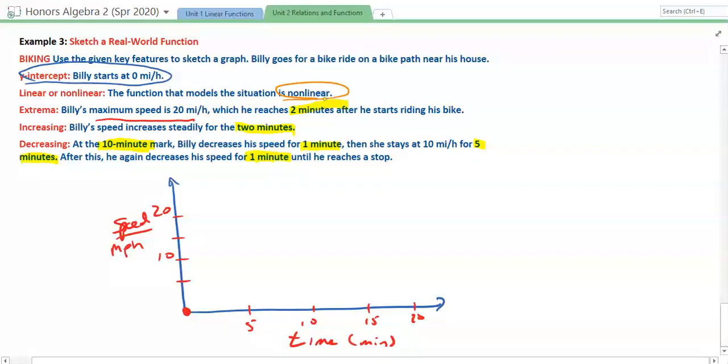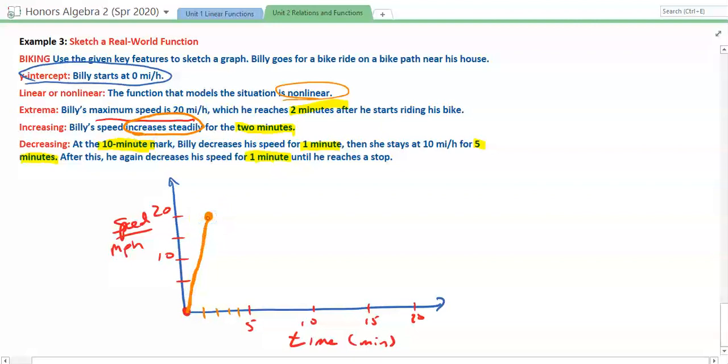And so as we build out these pieces, the function's nonlinear. Now that doesn't mean individual pieces of it couldn't be linear segments, but the entire graph is not one nice line. And so his maximum speed is 20 miles an hour, which he reaches after 2 minutes. So 1, 2, 3, 4. So at 2 minutes, he reaches 20 miles per hour. And we're told that his speed increases steadily, which means if it's steadily, it's a line for that piece.